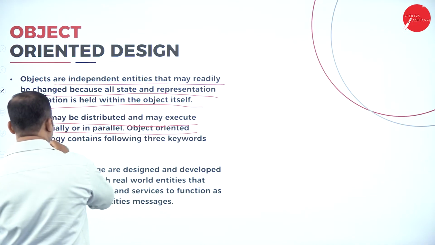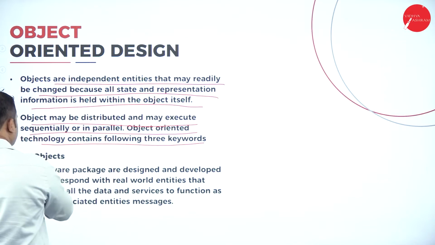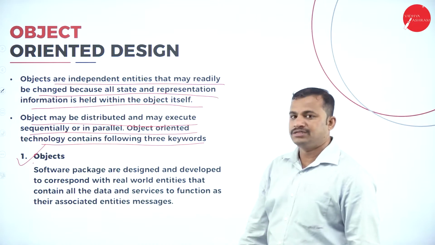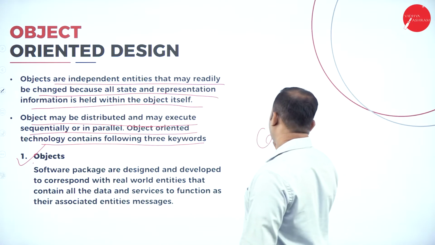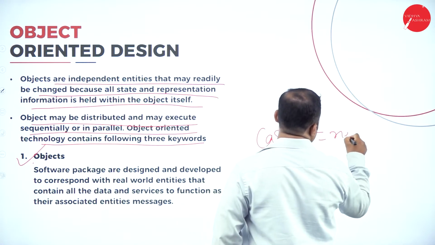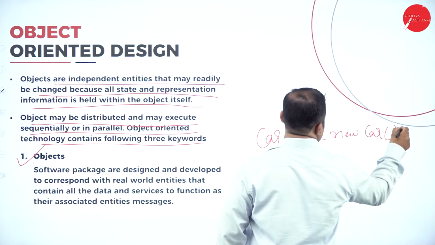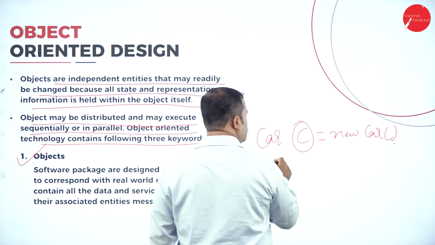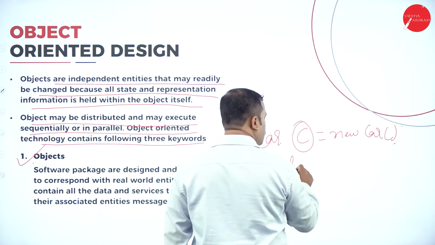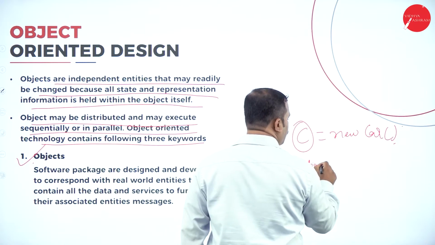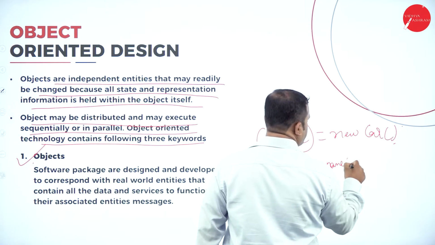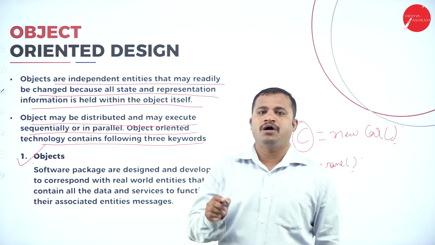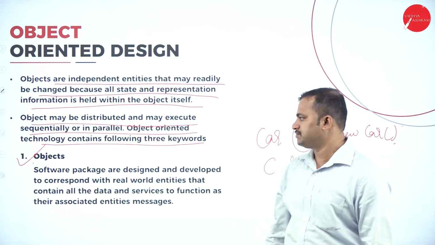That means object-oriented technology contains the following keywords. The first one is objects. What is the meaning of objects here? For example, we have a package called car. C is equal to new car. What is this? This is an instance of that. It is creating an object here. So C dot, the function name, will invoke the function here. With this, I'm going to get the invocation of the functions.